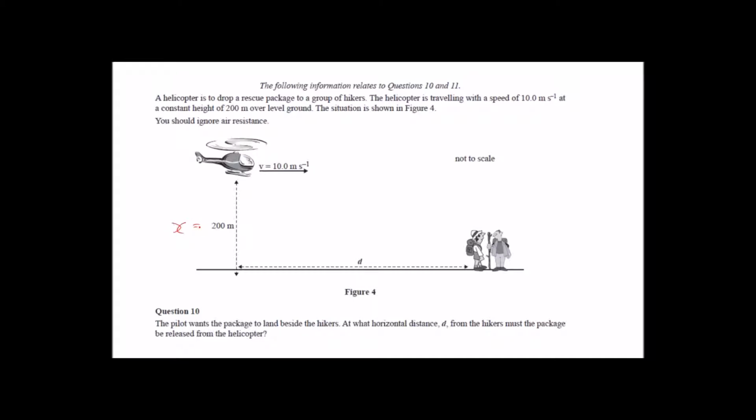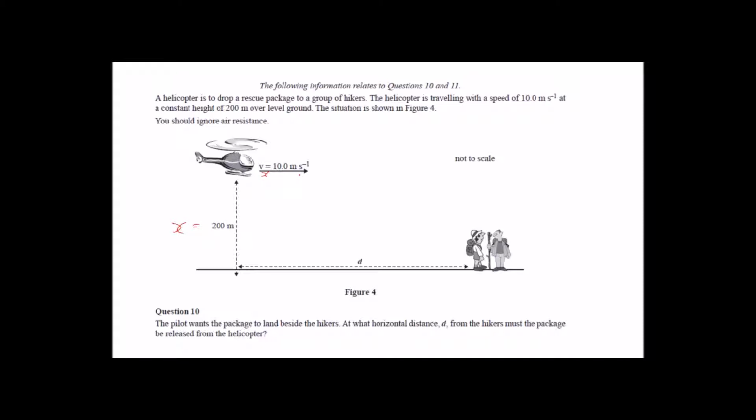Now, it is traveling at 10 meters per second in the horizontal, so I'm going to call that Vx. The pilot wants the package to land beside the hikers. Now, at what horizontal distance d from the hikers must the package be released from the helicopter? Now, the important thing in this question is the vertical time to fall.